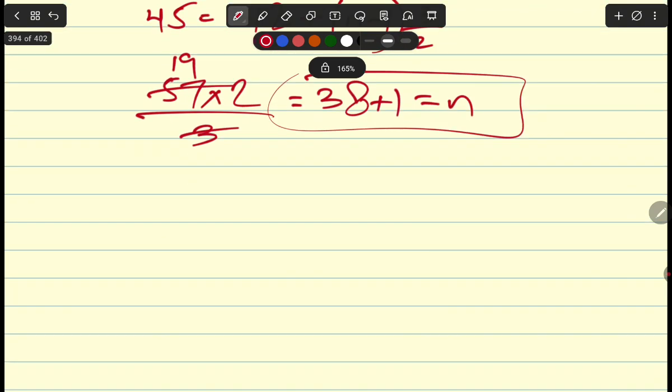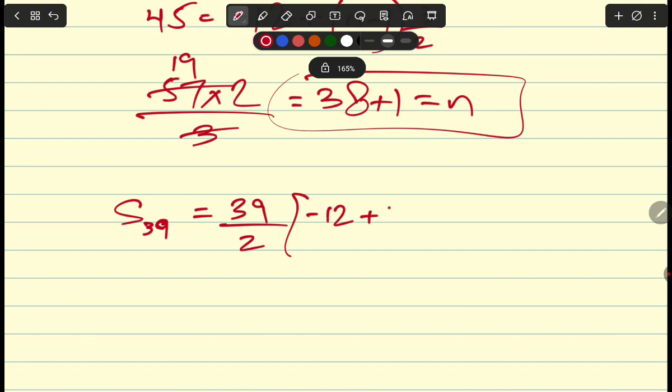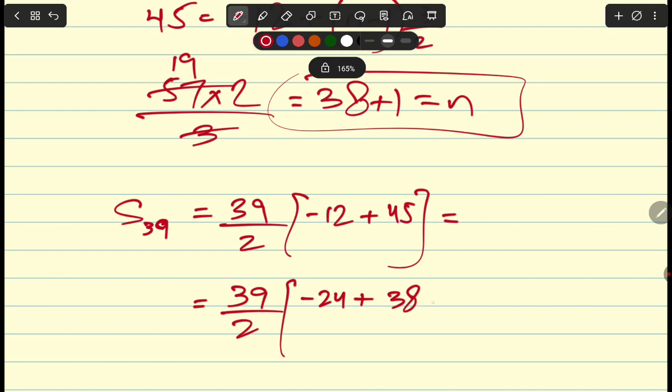Now, we can use either of the formulas. Sum of 39 terms is going to be equal to 39 upon 2 times (A plus L), A was negative 12, L was 45. This is going to give you the same answer as the other formula, which was 39 over 2 times (2A, which is negative 24, plus (n minus 1), which is 38, times D, which is 3 upon 2). You can put it in your calculator and you must get exactly the same answers.